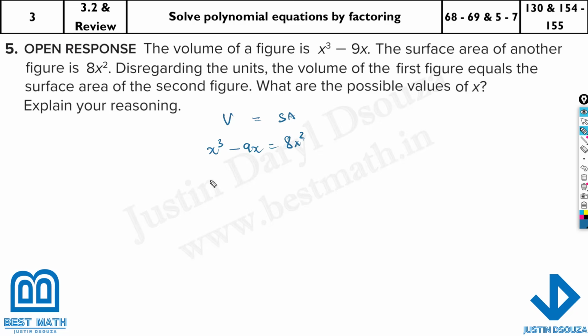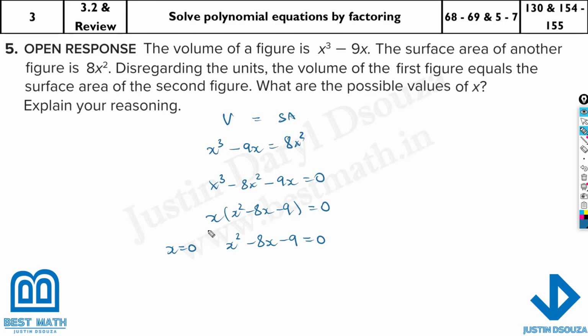Let's take this to the other side. It will be x power 3 minus 8x squared minus 9x, that is equal to 0. You can take x outside as a common term. You'll have x squared minus 8x minus 9, that is equal to 0. So we know one of the terms is x is equal to 0, and one more term is x squared minus 8x minus 9, that is equal to 0.